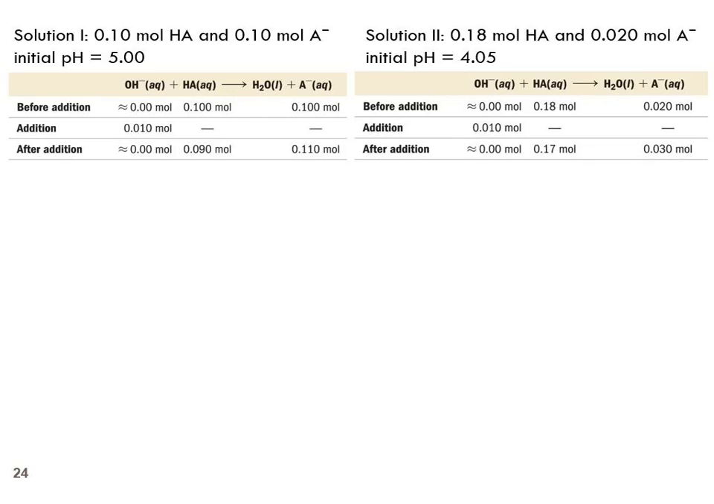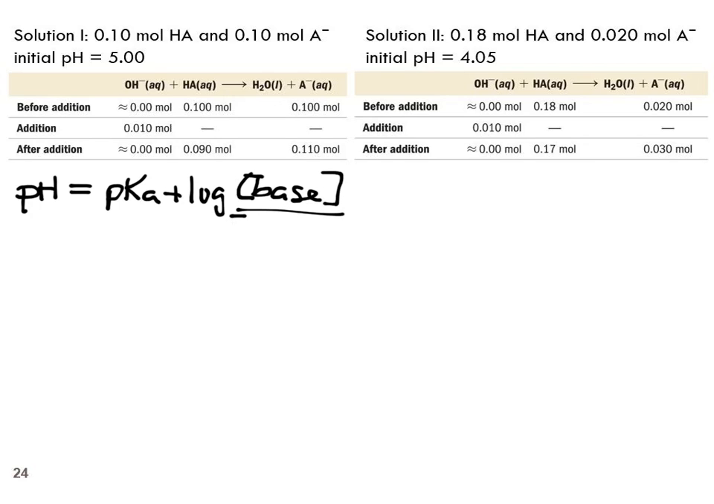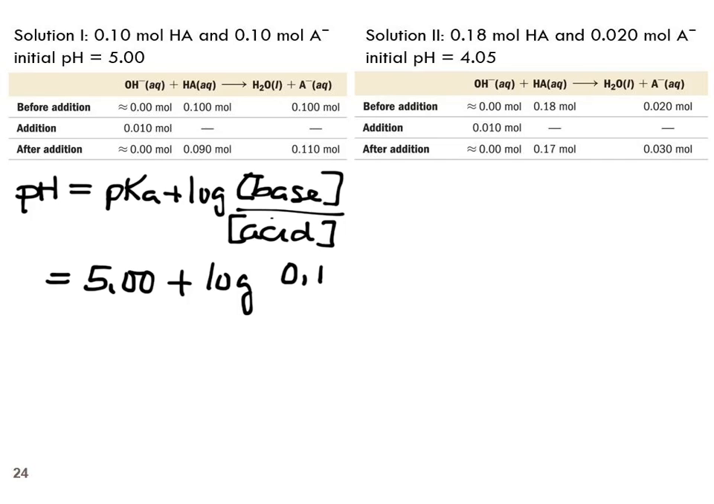Anyway, let's use the Henderson-Hasselbalch equation for this, and that says that the pH of this buffer solution will be the pKa plus the base 10 log of the base concentration divided by the acid concentration. Oh, yeah, now we remember that. So this is 5.00 plus the log of the base, 0.100, divided by the acid, 0.09, and that's just so much easier.